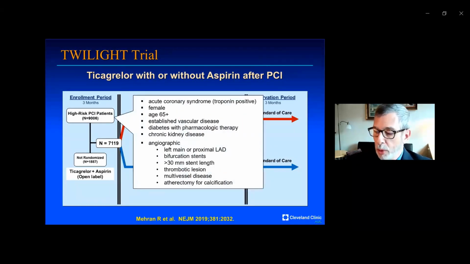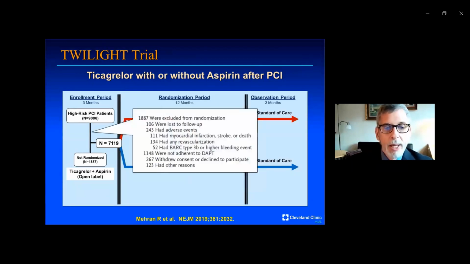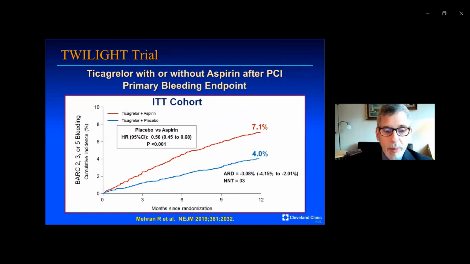They did indeed enroll high-risk patients, patients with acute coronary syndrome, patients with high-risk coronary anatomy. With the 3-month period, some were excluded from actual randomization because they were not adherent to DAPT or they had an intercurrent ischemic or bleeding event. And then they were randomized. So the randomization point started at 3 months, and the results were quite dramatic and quite convincing.